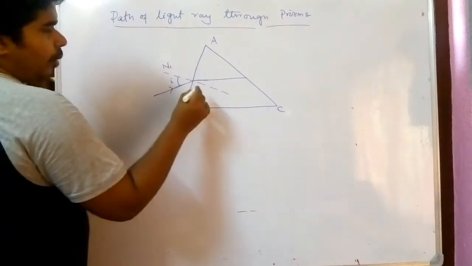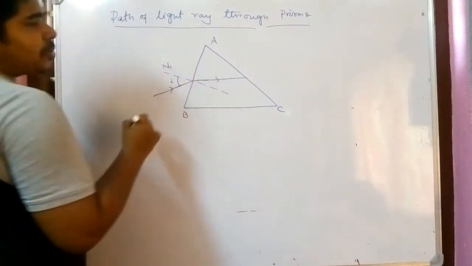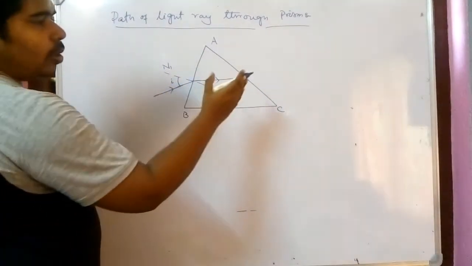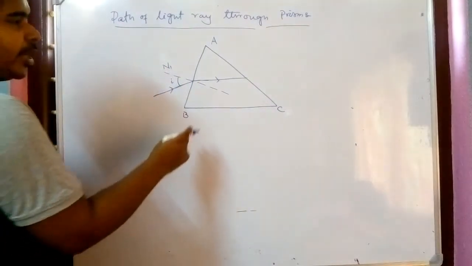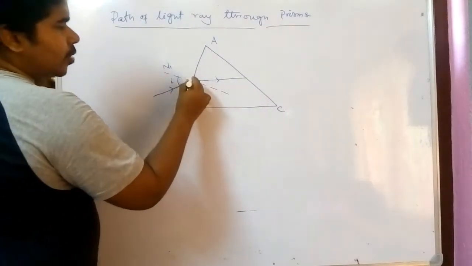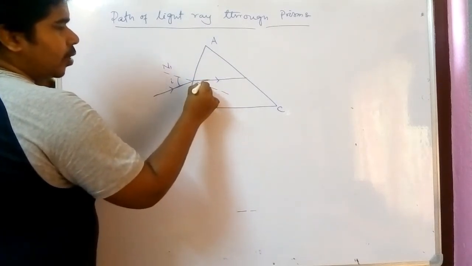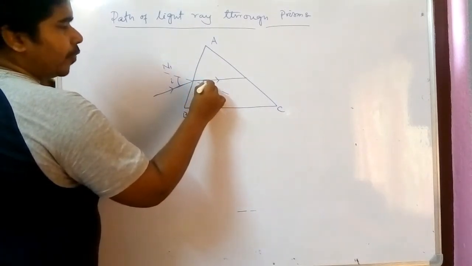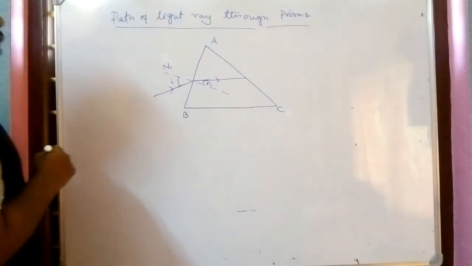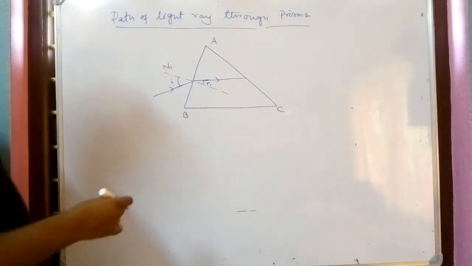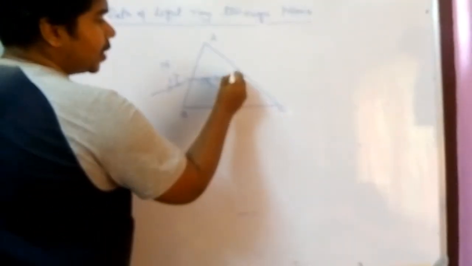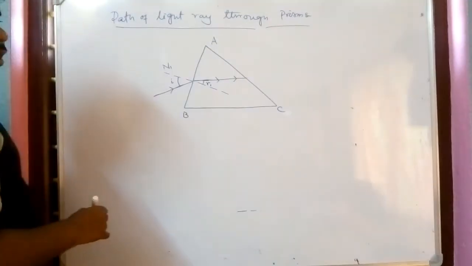Okay, so after bending it will move in a straight path, because the whole path is in the same denser medium, so the optical density is not changed, it is the same, so it will move in a straight line. So that is your angle of refraction. We will denote it by R1. When it is incident on the other surface AC, clear?